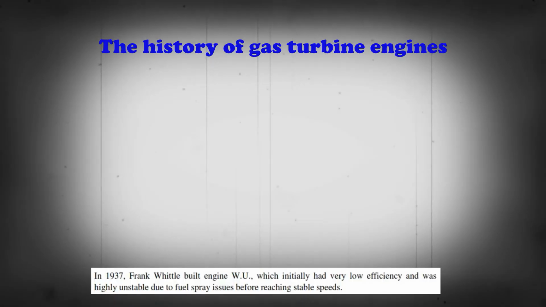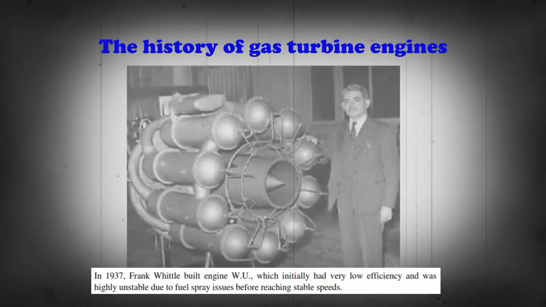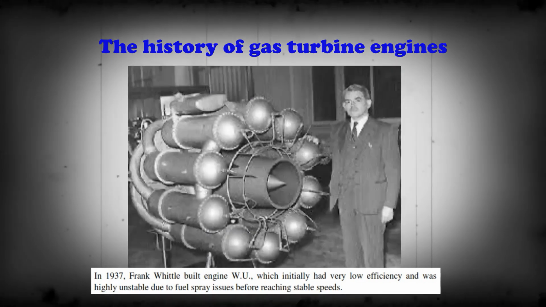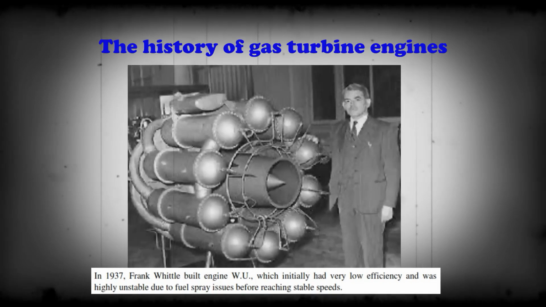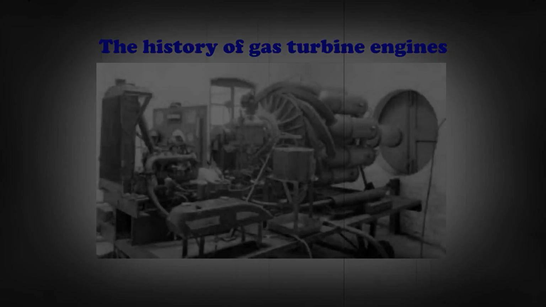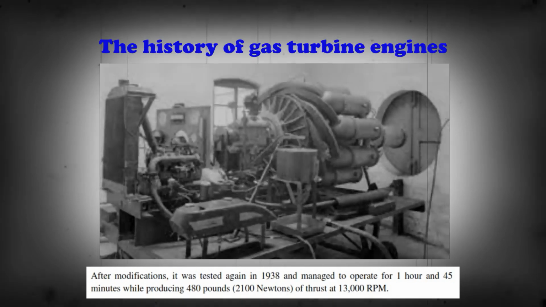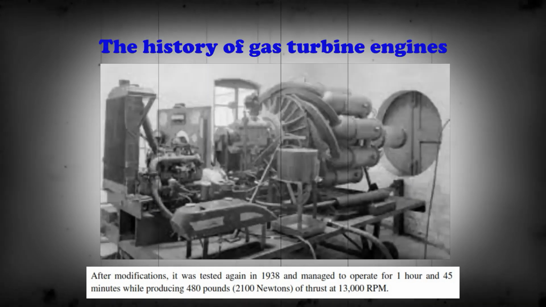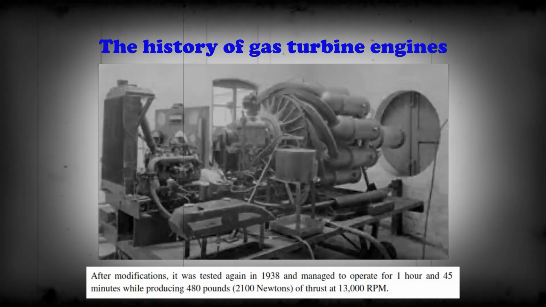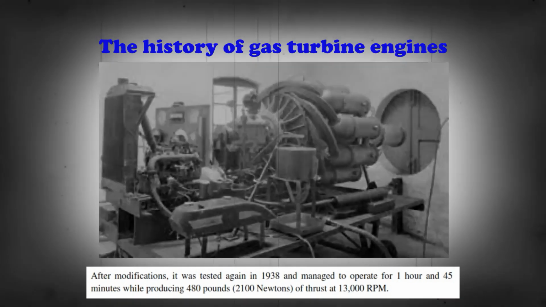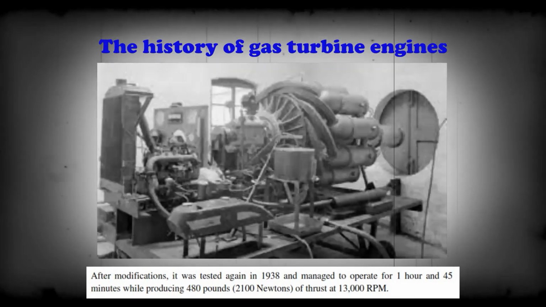In 1937, Frank Whittle built engine WU, which initially had very low efficiency and was highly unstable due to fuel spread issues, before reaching stable speeds. After modifications, it was tested again in 1938 and managed to operate for 1 hour and 45 minutes, while producing 418 pounds, 2,100 newtons of thrust at 30,000 RPM.